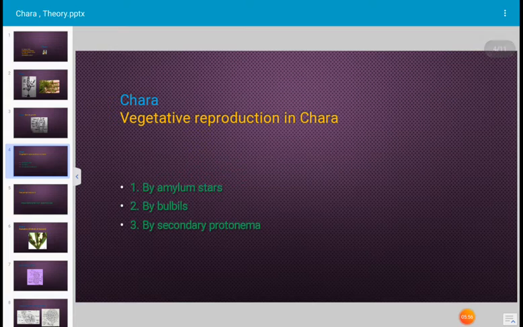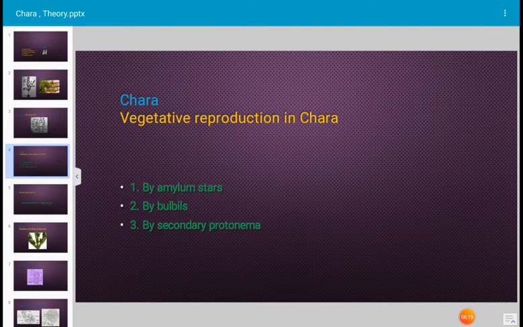How does the Chara reproduce? Chara reproduces only by two methods, that is vegetative reproduction and sexual reproduction. Only two types of reproduction occur in Chara, and asexual reproduction is absent in Chara. Let us see the vegetative reproduction in Chara.